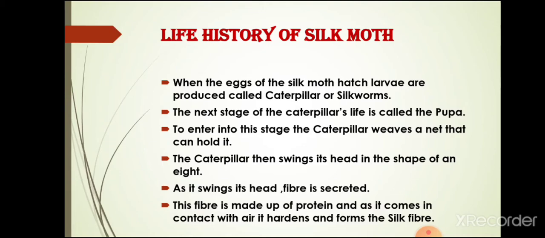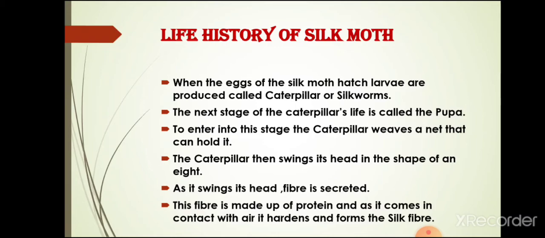They grow in size, and when the caterpillar is ready to enter the next stage of its life history, we call it pupa. So before entering this stage, what does the caterpillar do? The caterpillar weaves a net that can hold it. Then the caterpillar swings its head in the shape of an 8.